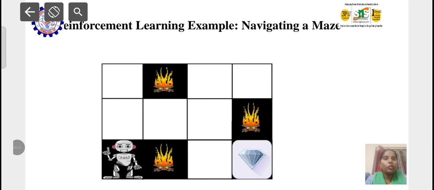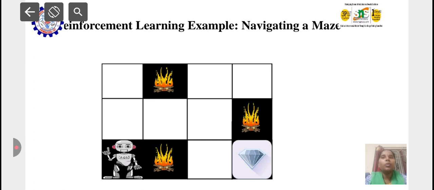In the reinforcement learning example, they are navigating a maze. The robot learns by exploring the different paths in the maze. By trying the various moves, it evaluates the rewards or penalties for each path. Over time, the robot determines the best route by selecting the actions that lead to the highest cumulative rewards.